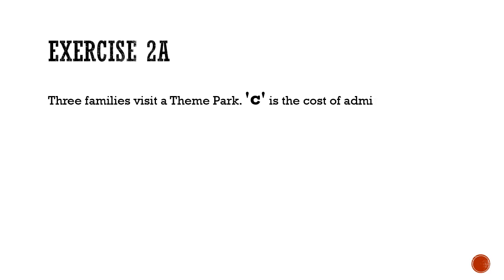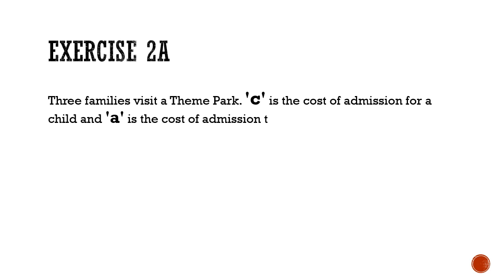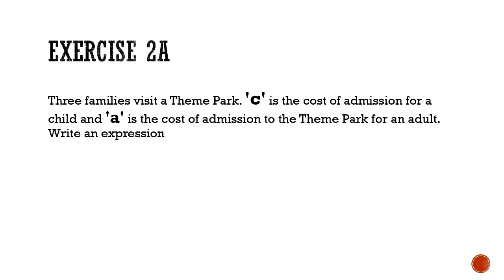So exercise 2A. 3 families visit a theme park. C is the cost of admission, so the letter C is the cost for admission for a child. And A is the cost of admission to the theme park for an adult. What we're going to do is write an expression for the entry cost for each family.